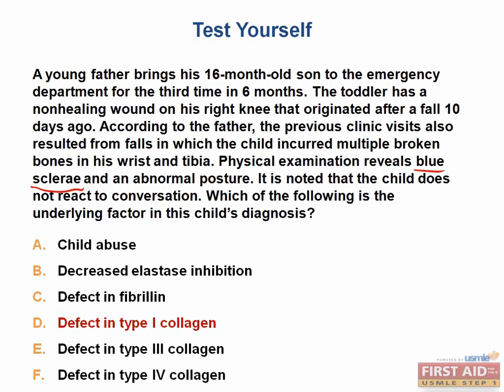Remember, type 1 collagen is the type you should associate with bones. And by the way, how does the child not responding to conversation tie into this? Well, remember, there are bones in your ears that you need to hear, so this is in reference to the hearing deficiency that comes with osteogenesis imperfecta.